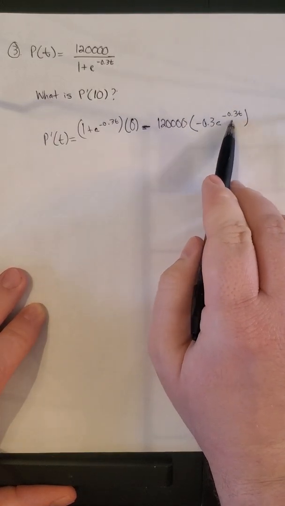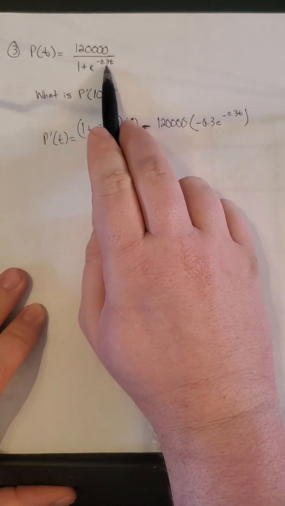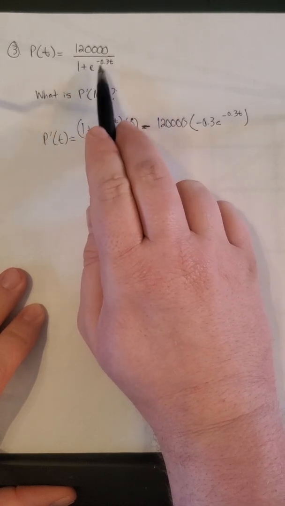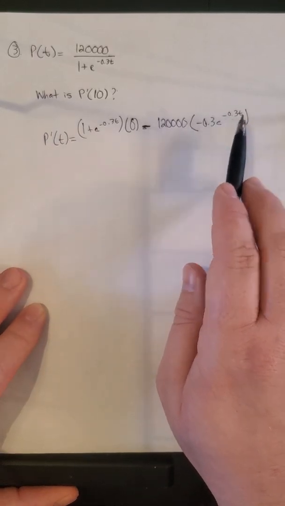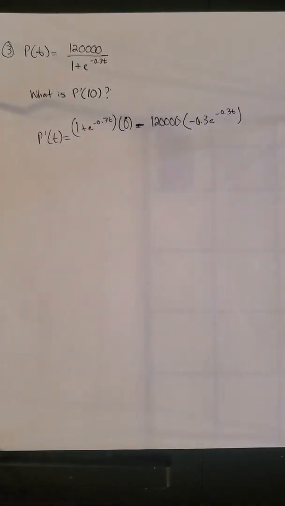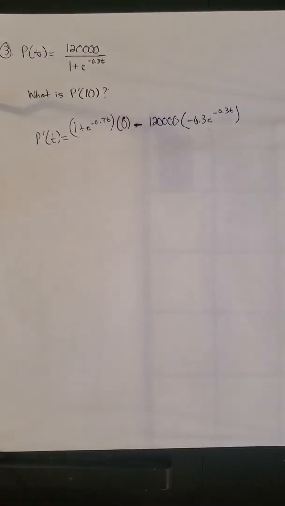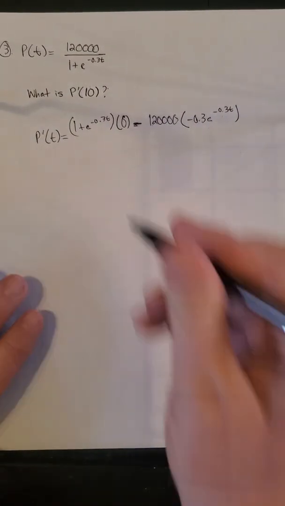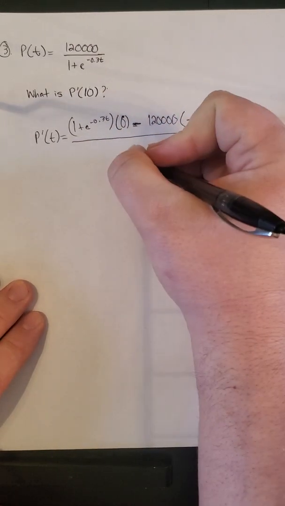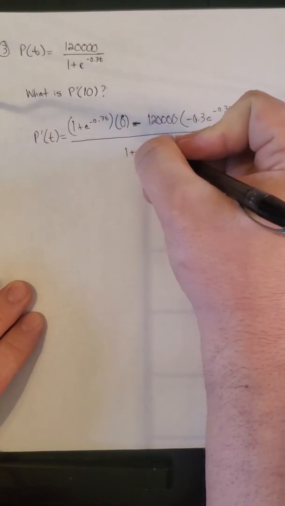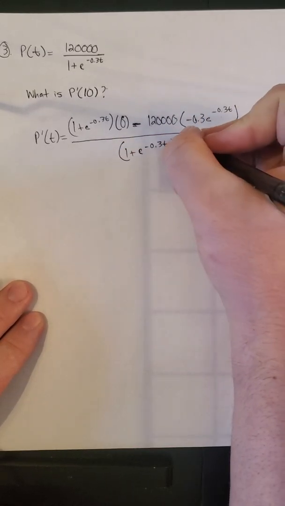Because you have to chain rule that. The derivative of e to the u is e to the u times the derivative of u with respect to x, or in this case t. So that's where the negative 0.3 comes in, because that's the derivative of that power. And all that is going to be over the bottom quantity squared.